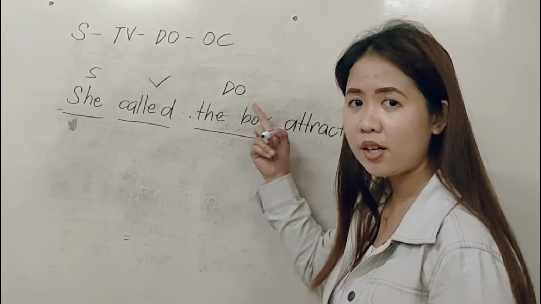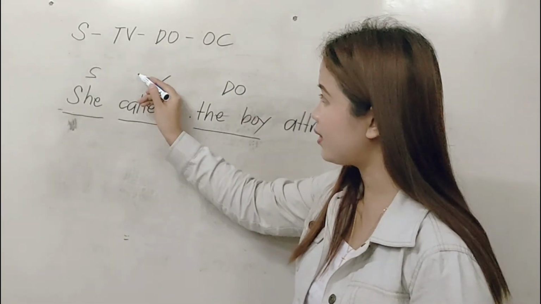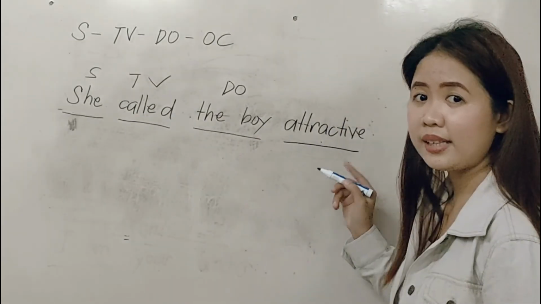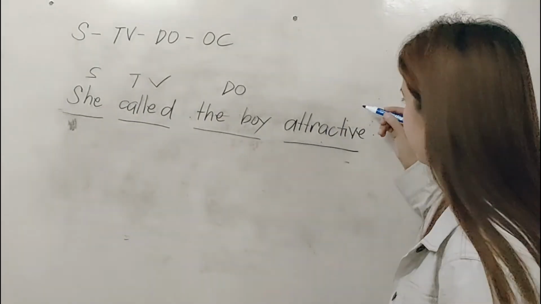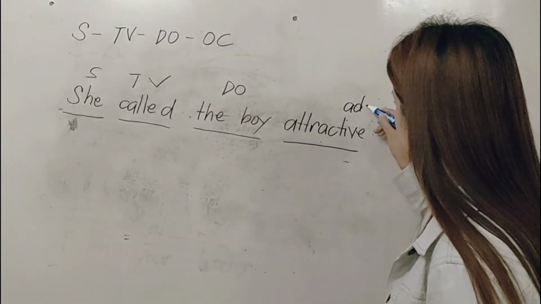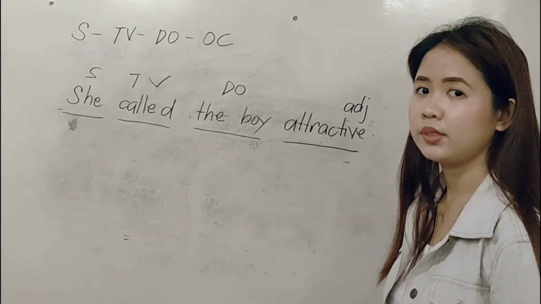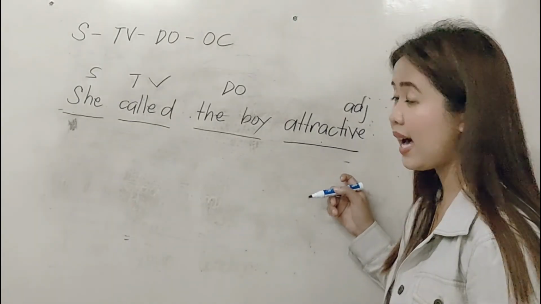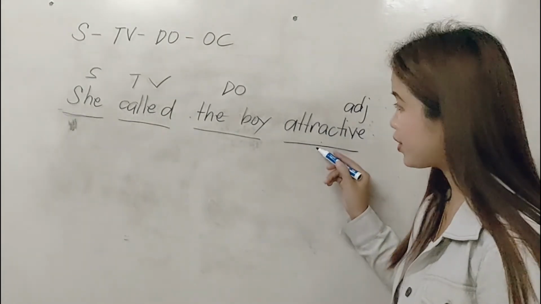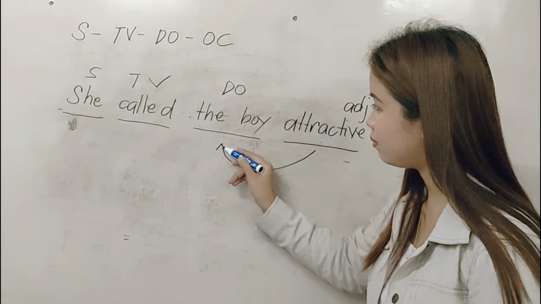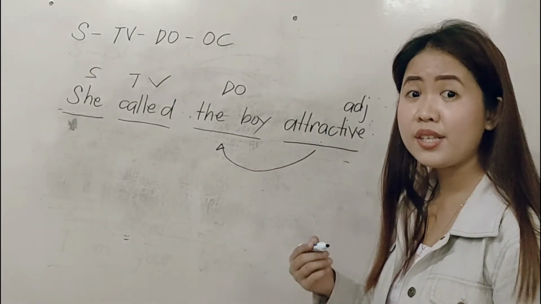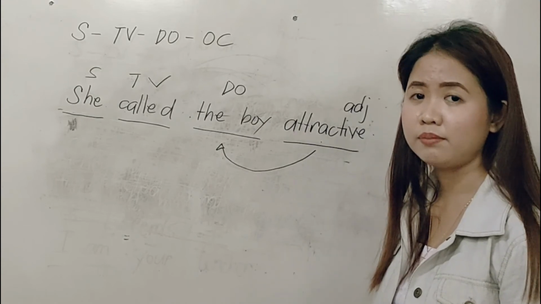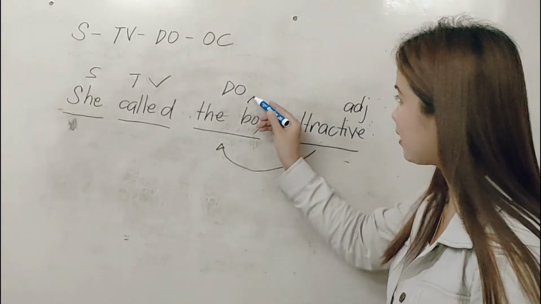Kapag may direct object, we have a transitive verb. There is the word attractive. Attractive is an adjective. Who is being described as attractive? The answer is the boy. And what can you say about, or how can you describe the boy? The answer is attractive.